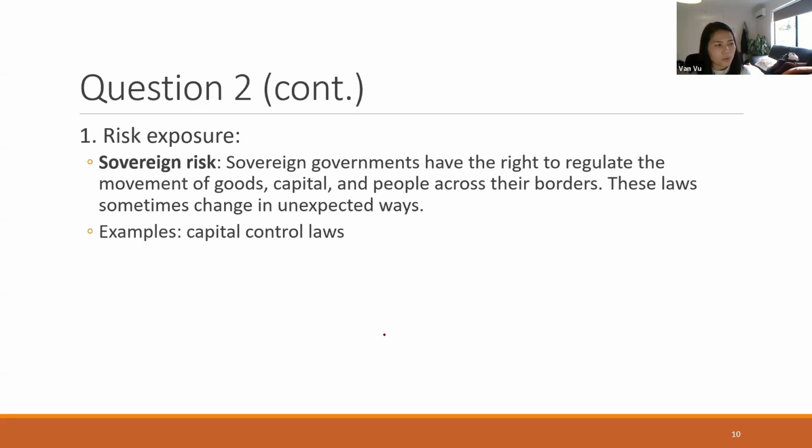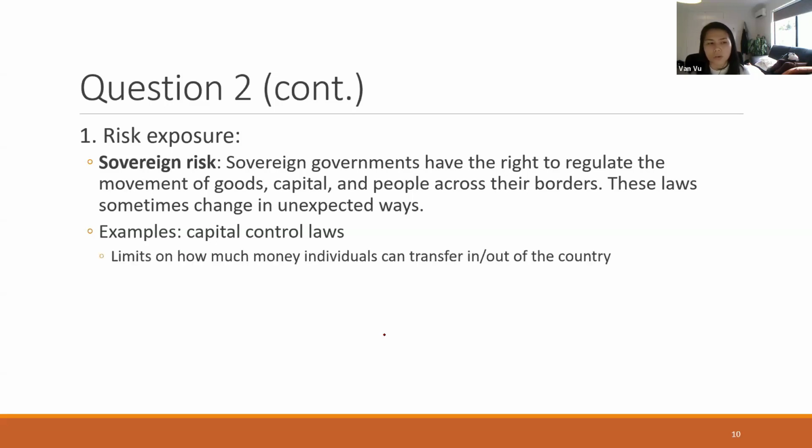For example, there are certain countries that at different times impose capital control laws. When we say capital control laws, we are talking about regulations that limit the amount of money going in and out of the country. For example, there could be limits on how much money individuals can take in and out of the country. Every time you travel, you can only bring into Australia, say, 10,000 USD.